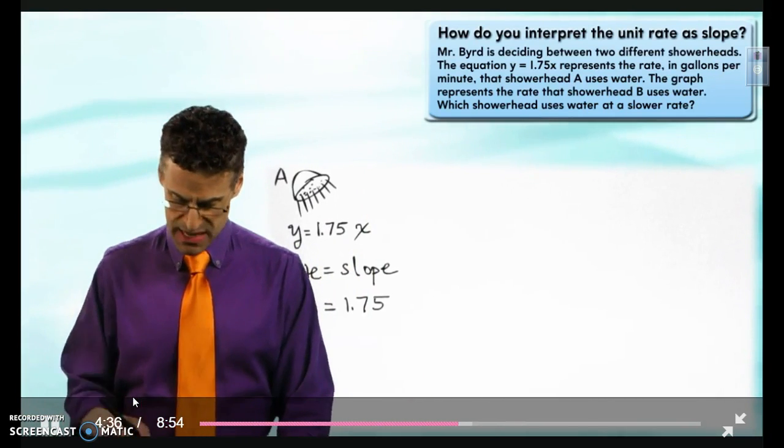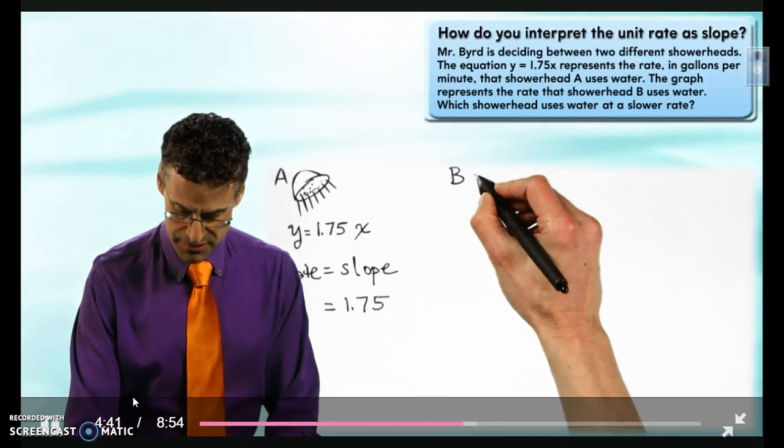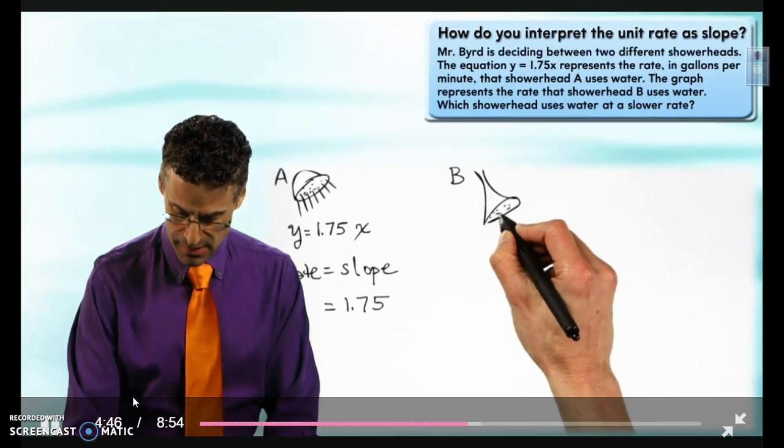Now we've got to take a look at B. And maybe B looks like this. Let's see, B maybe looks a little different. Maybe B looks like this. Woo! Look at that shower head.